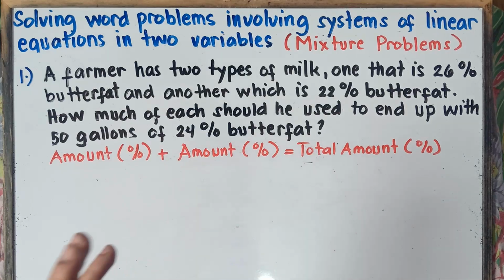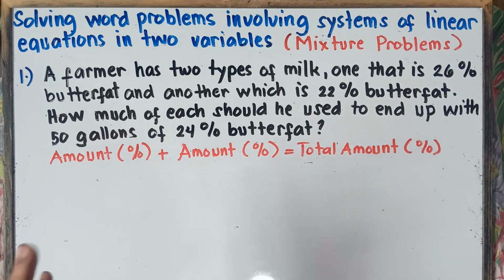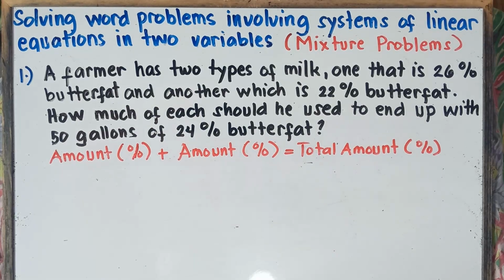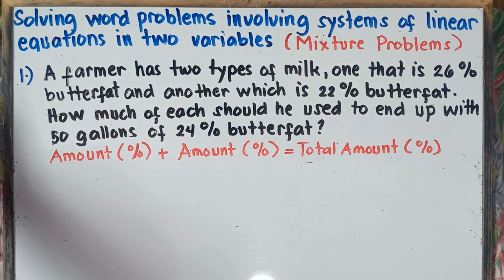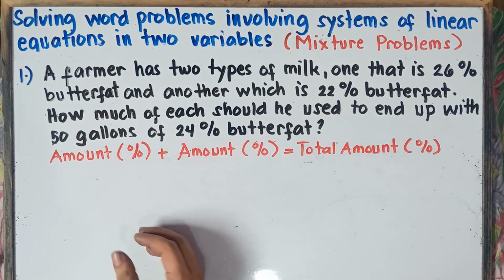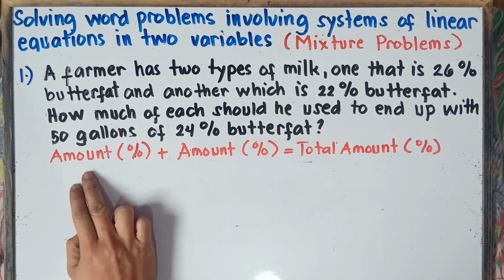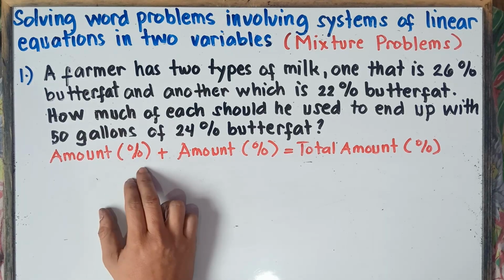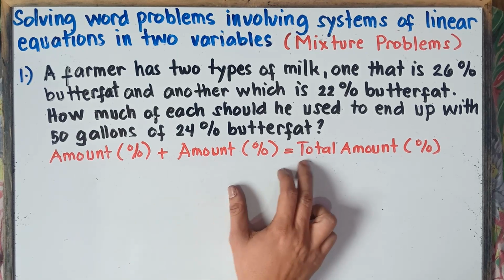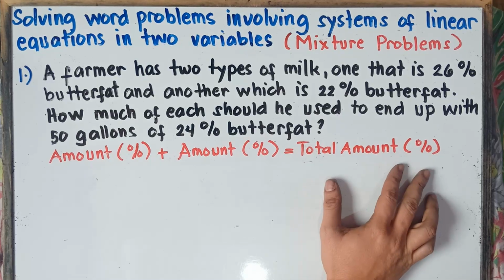Once again class, if you're dealing with problem solving, the first thing that you need to do is to understand the problem. If you're dealing with a mixture problem, I'm sure it is very easy to answer because we have our guide. So this will be our guide: the amount multiplied by the percent, plus the amount multiplied by the percent, is equal to the total amount multiplied by the percent.